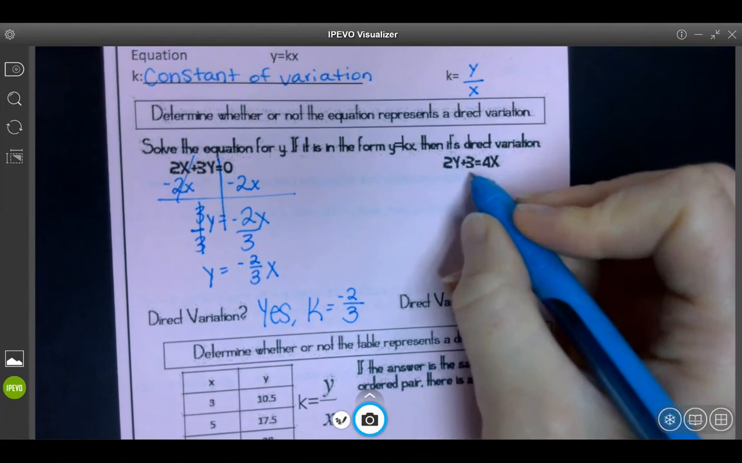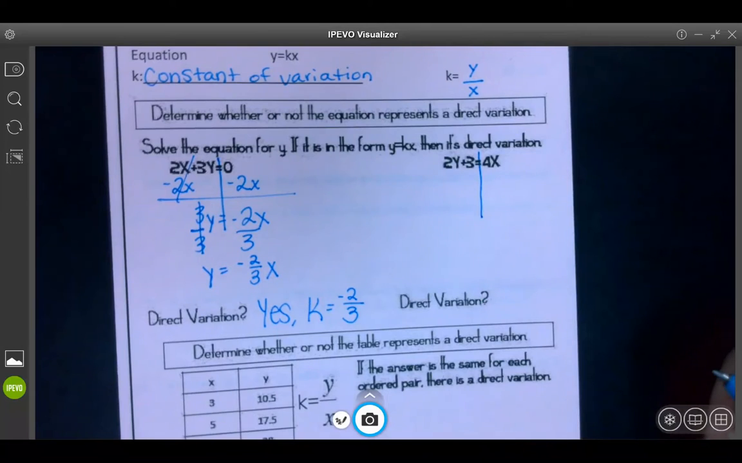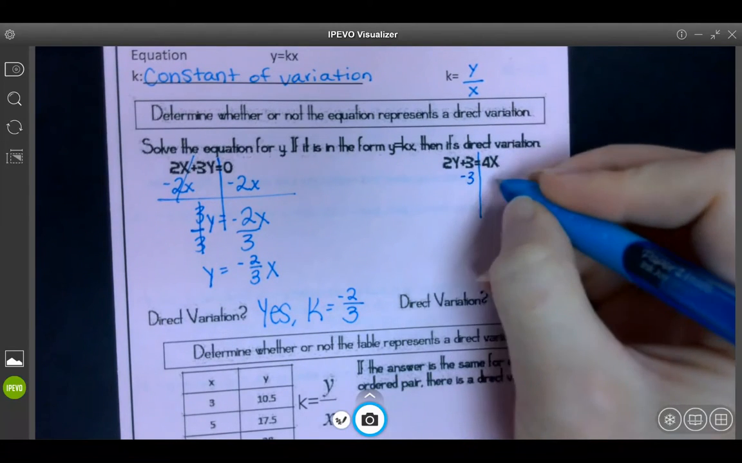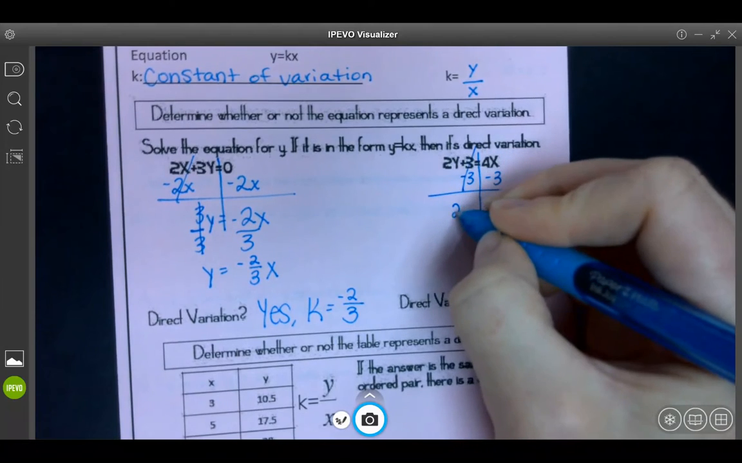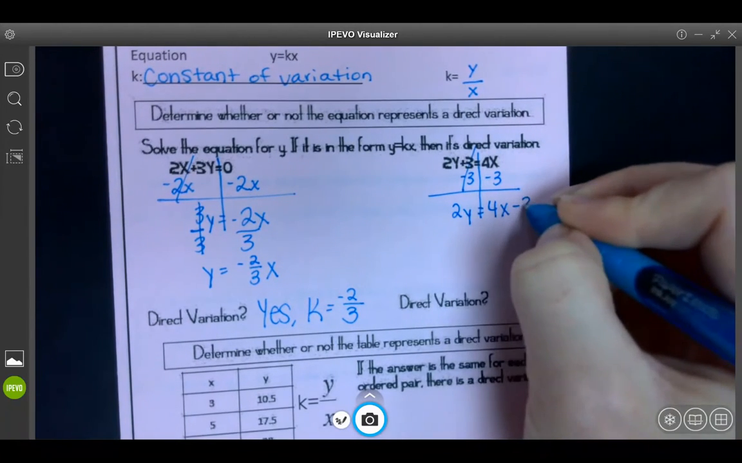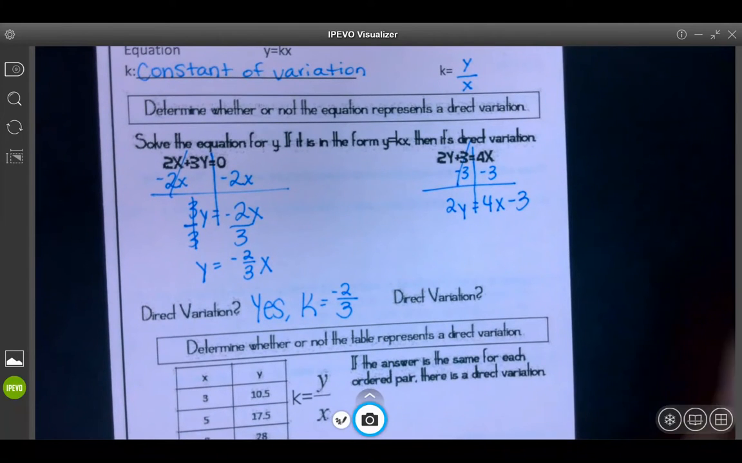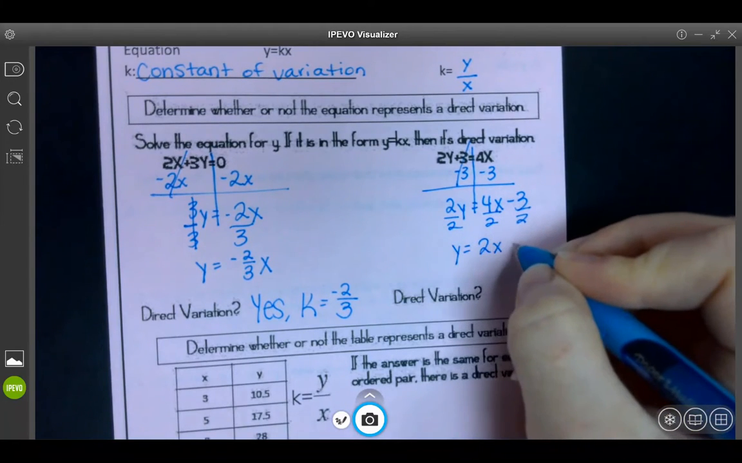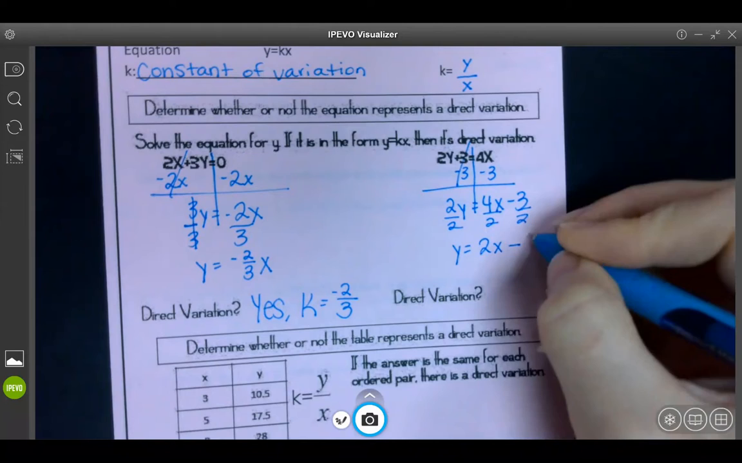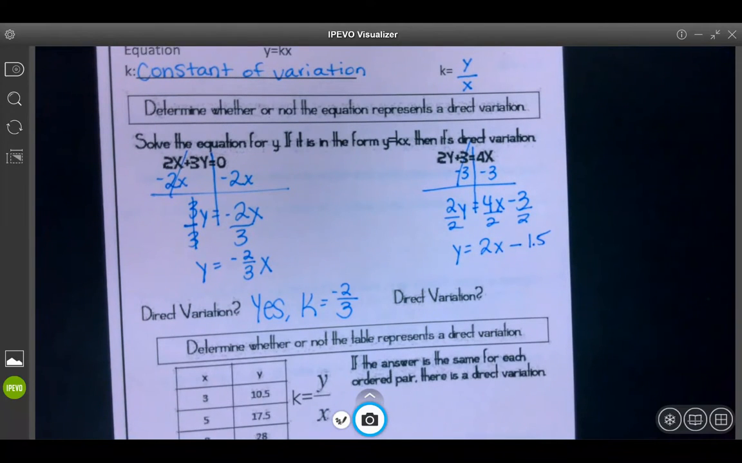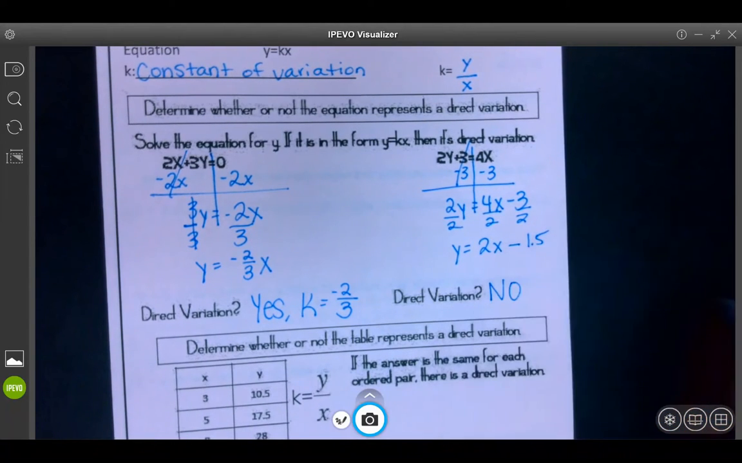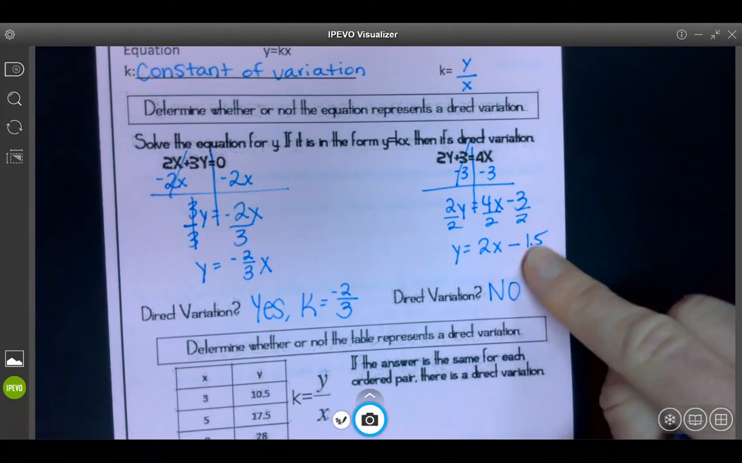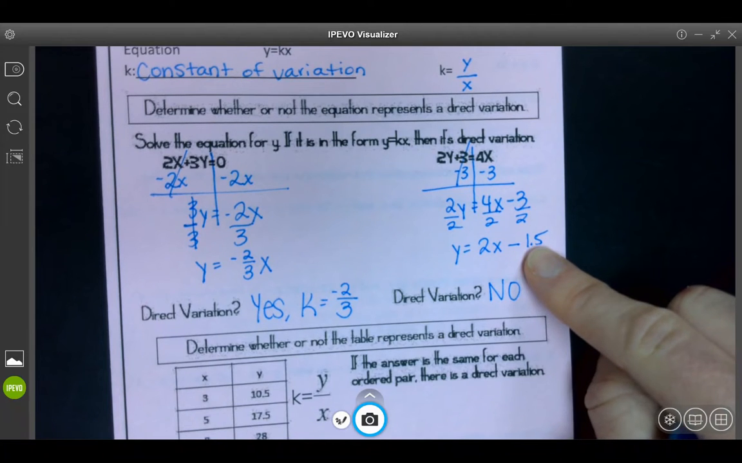Okay, the next one, 2y plus 3 equals 4x. We need to solve for y to see if it's direct variation. Can't combine an x with a non-x. Then we divide by 2. Three over 2 is 1.5, so I'm just going to write that as a decimal. So this is written as y equals mx plus b. So it is not direct variation. And the reason would be because this is not a 0. It says minus 1.5. So it's not going to go through the origin like direct variation problems do.